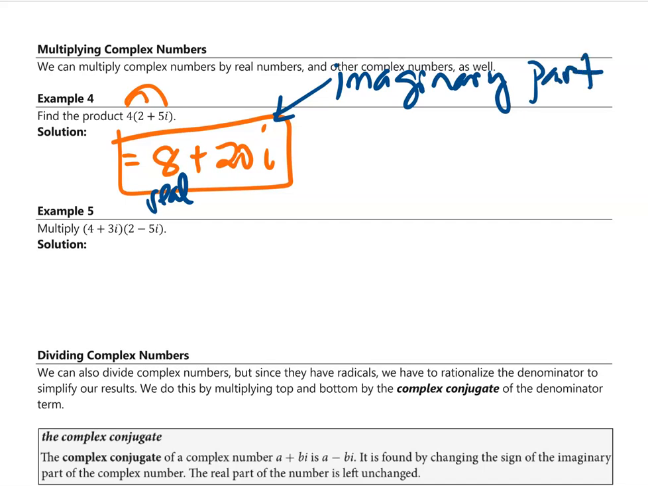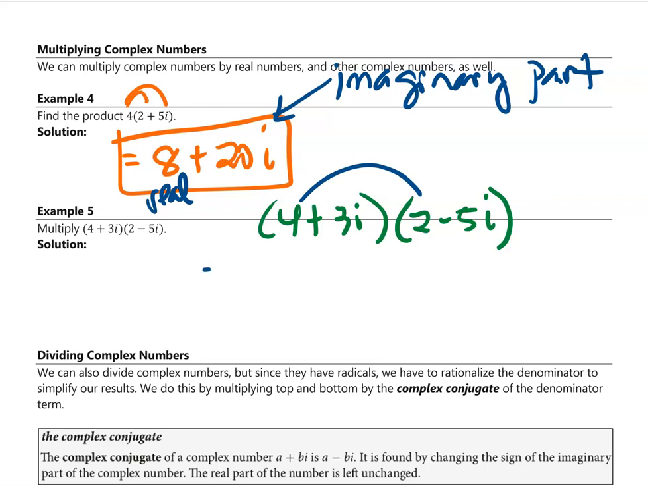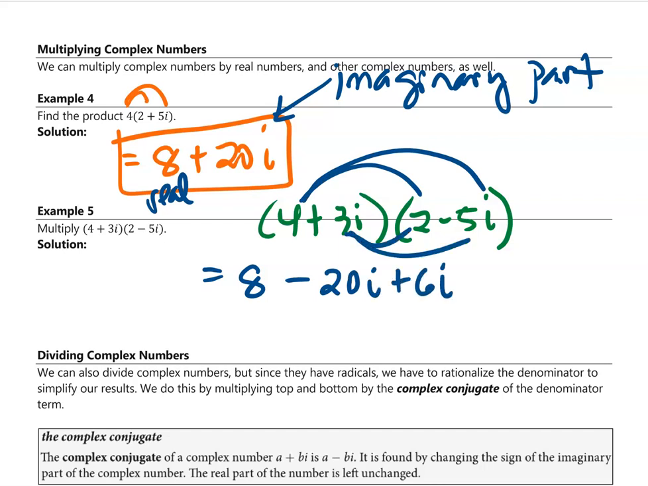Okay, let's try the next one. Multiply 4 plus 3i times 2 minus 5i. So I'm going to rewrite it here. 4 plus 3i times 2 minus 5i. So 4 times 2 is 8. 4 times negative 5i is negative 20i. 3i times 2 is 6i. And 3i times negative 5i is negative 15 i times i.